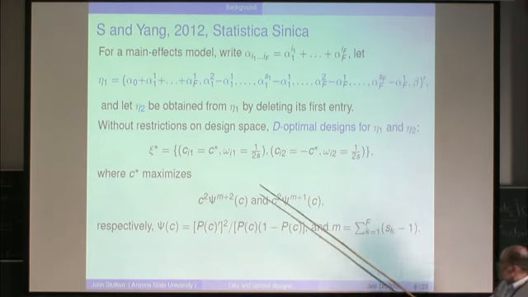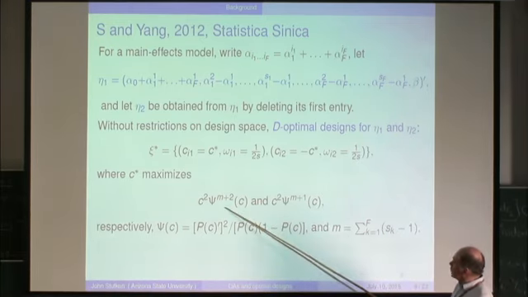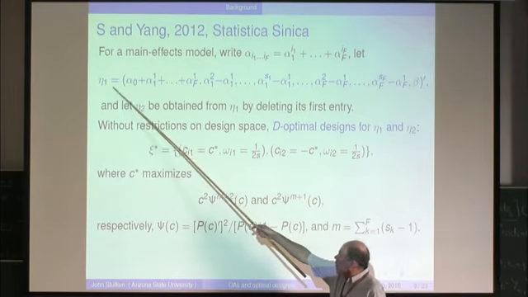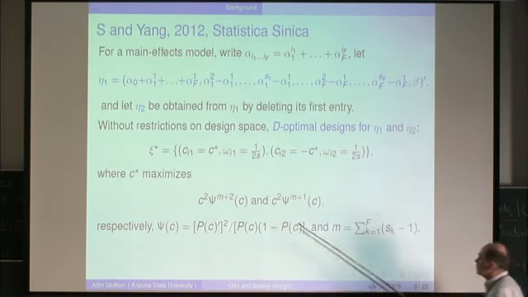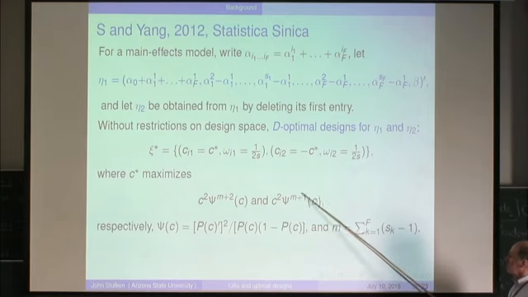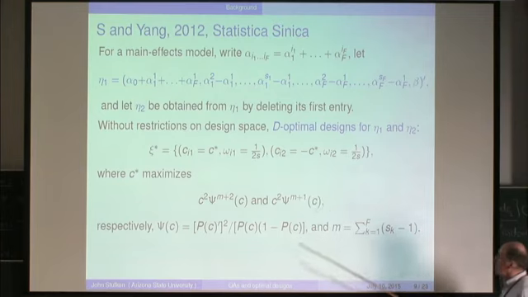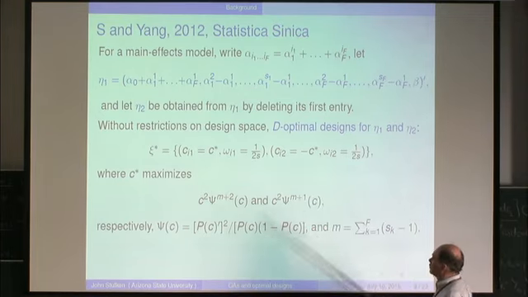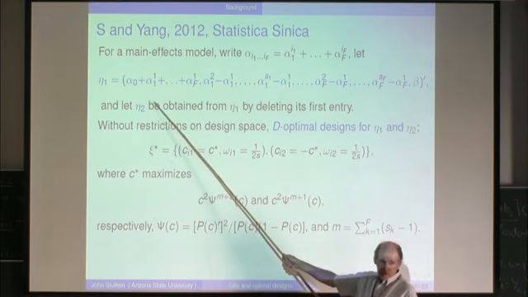So you find a C that maximizes this. That gives you an optimal design for eta 1. You find a C that maximizes this. The only difference is that this exponent is decreased by 1. So you find a C that maximizes this, and that gives you an optimal design for eta 2.